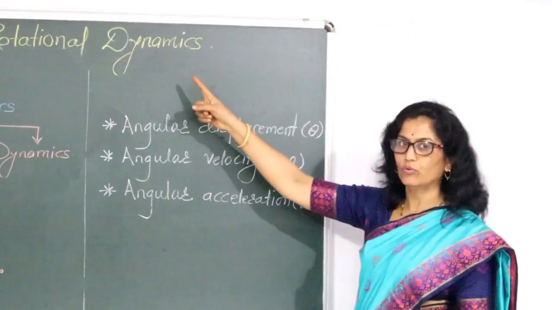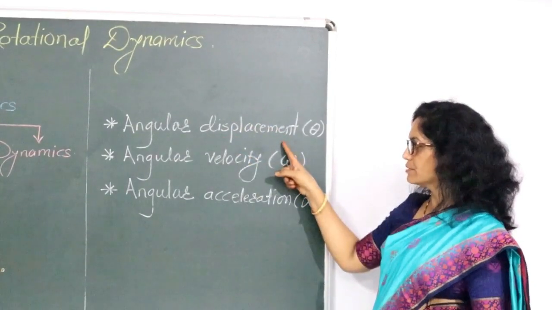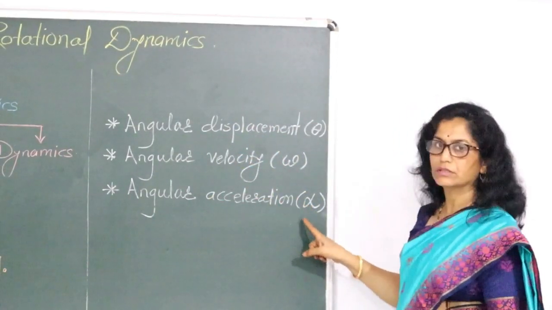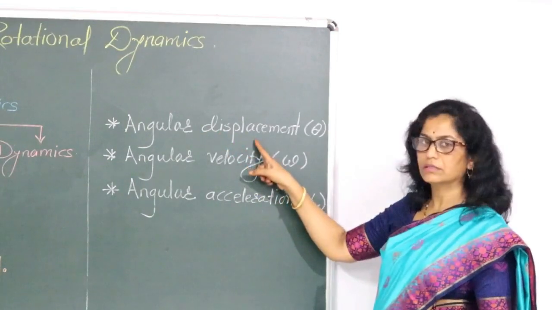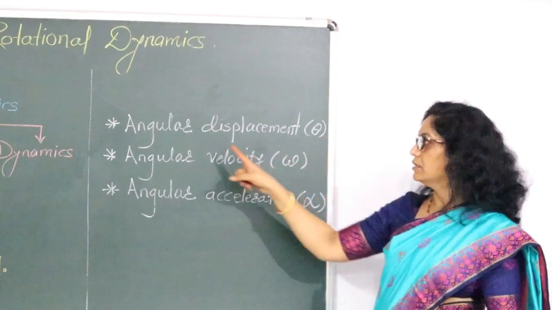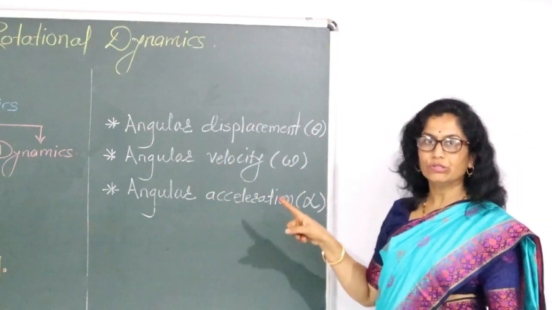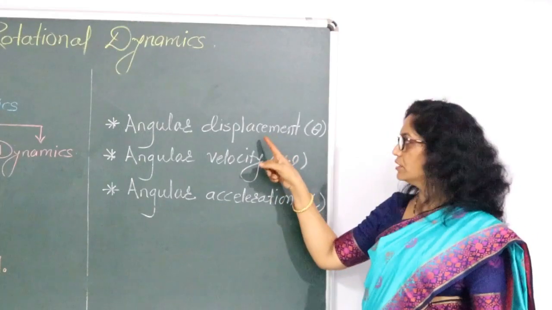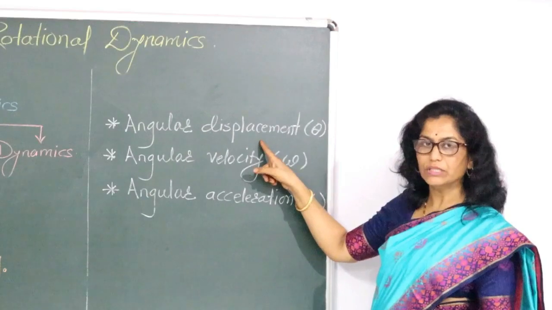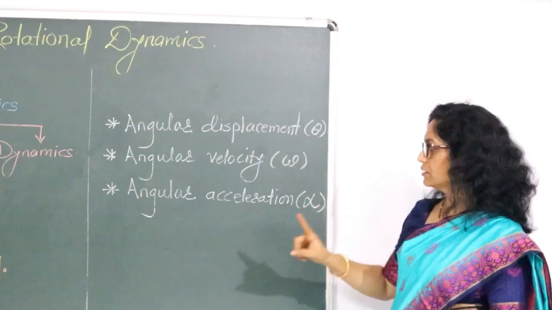There are some more terms in rotational dynamics: angular displacement, angular velocity, angular acceleration. Angular displacement is denoted by the letter theta. Angular displacement is the angle traced by the radius vector in the given interval of time. Its SI unit is radian and it has no dimension.